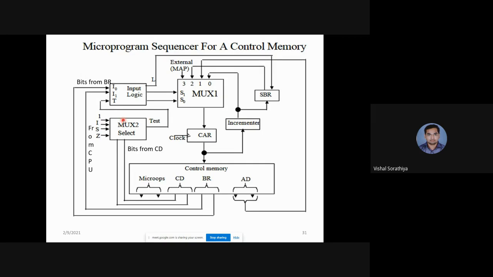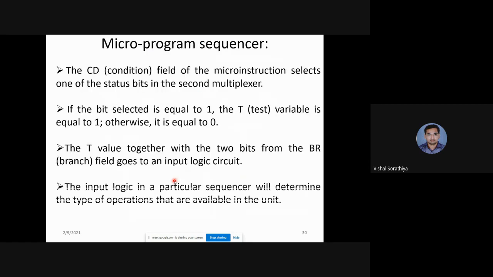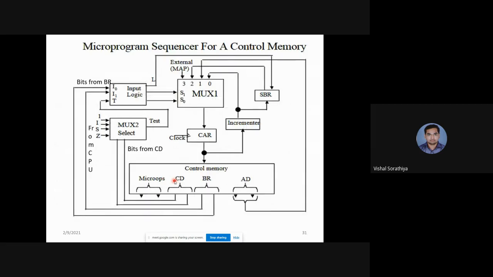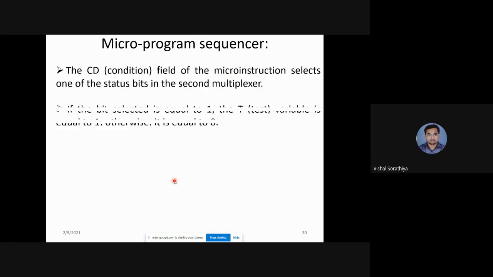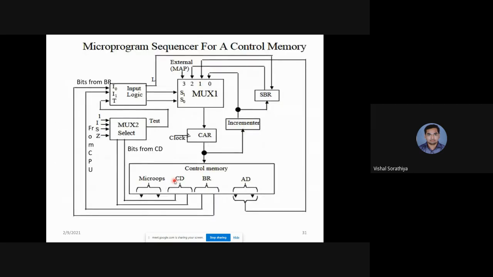So what is the meaning of that? If you can just get the idea. Over here we have CD, which is the condition, as well as BR, which is related to the branch register. According to that branch register and condition, what is actually going to happen over here? CD is going to be over here, BR is going over here, directly to the input logic, and AD is directly going to the mux.